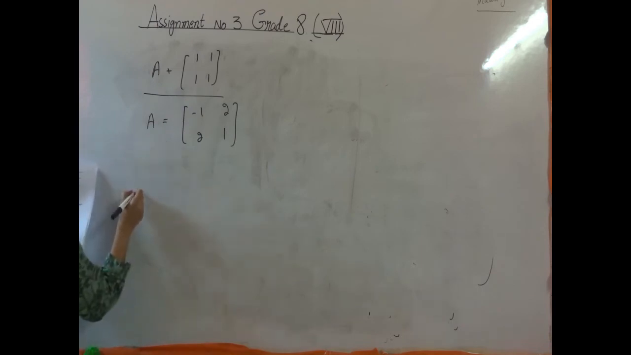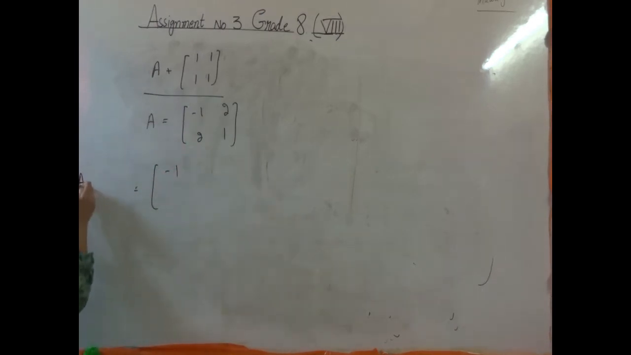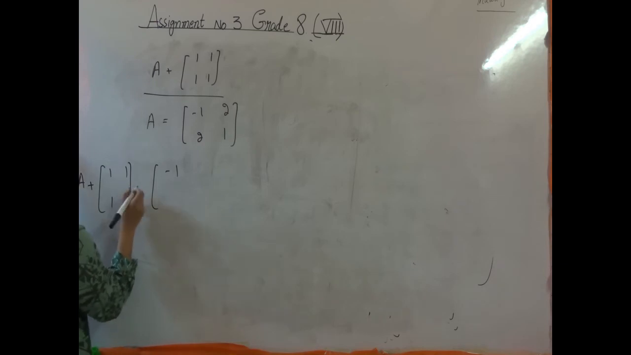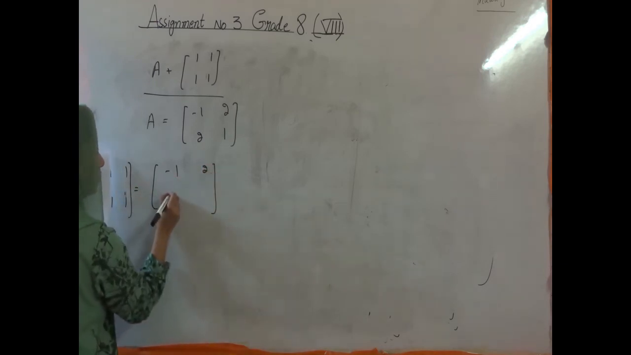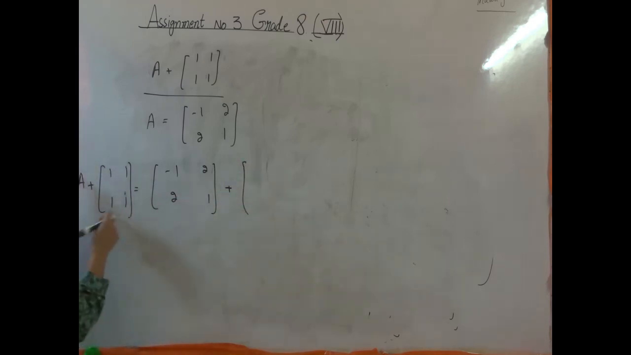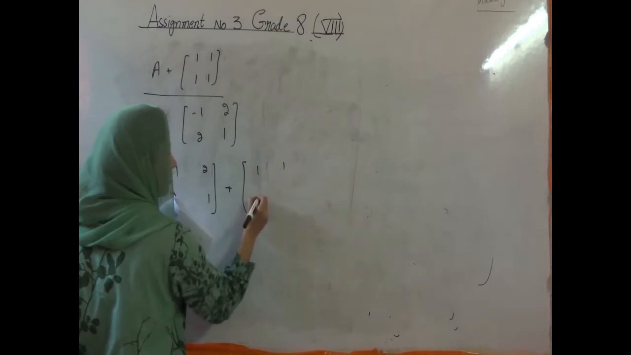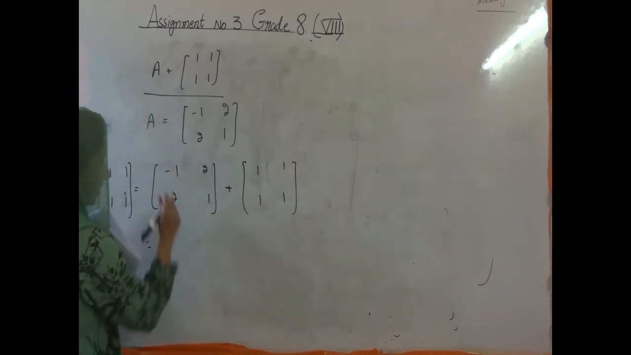Fine. First we will write the matrix of A, minus 1, 2, 2, 1, plus the matrix of B, 1, 1, 1, 1. So what will be the answer here? Add these two matrices by the addition rule.